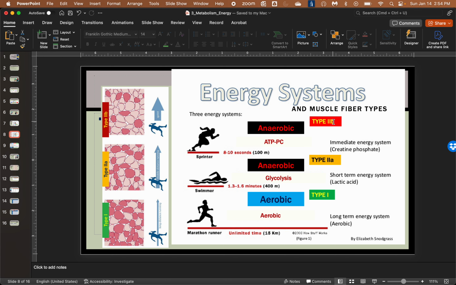Okay, so if we're doing a super fast sprint, we know that we're really focusing on those type 2B fibers. We're really focusing on using that ATP-PC system. That could also be like an explosive jump or a power clean or something really fast and explosive. If you're running 1 lap around a track, or let's say you had to sprint down Dame Mall around Old Main and come back at Franklin College, then you would probably be using that anaerobic glycolysis a little bit. If you're running a marathon, that's aerobic.